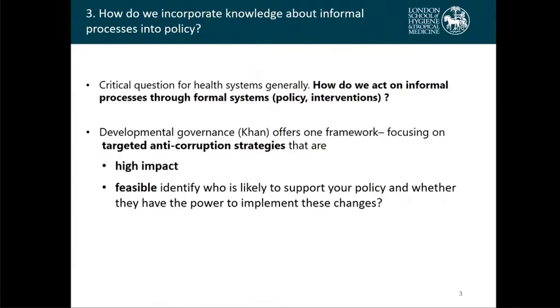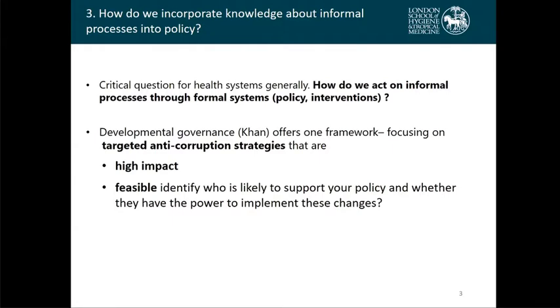Okay, so the next slide seeks to think about this question. How do we act on these informal processes, these networks, these informal norms, these different rules that are working through health systems? And one of the strategies that we're using is Mushtaq Khan's idea of developmental governance that you will find in the ACE approach. And what happens here is that good governance approaches, which tend to be quite broad and say let's have transparency across the health system, shift. And what we have is an approach that looks at much more targeted anti-corruption strategies. And the first thing is that these need to be targeted to high impact areas. So corrupt activities that are having a very negative impact on universal health coverage, for example, would be one.